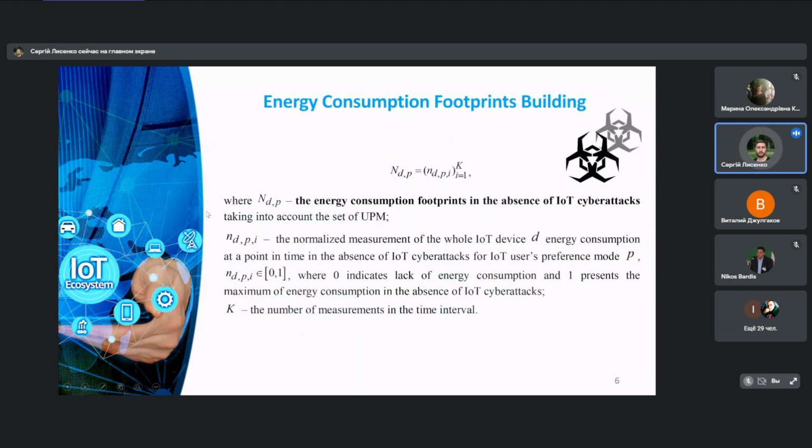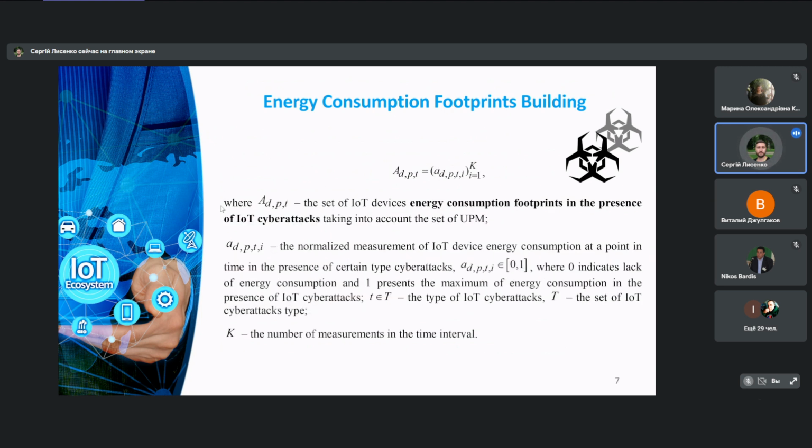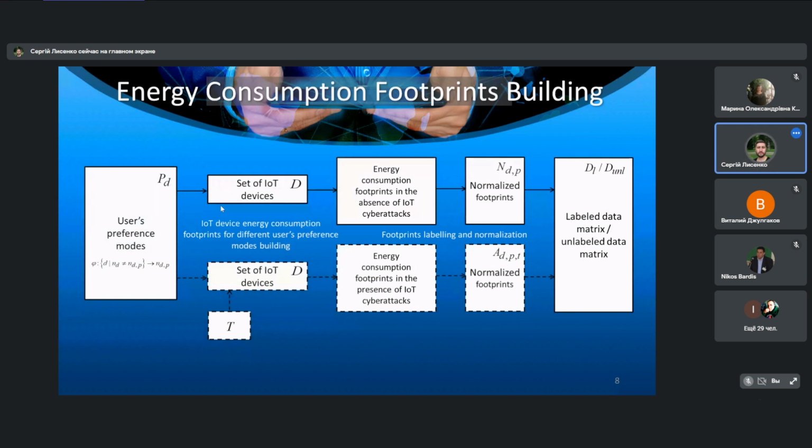And to construct footprints of the energy consumption, we use some measures, and we have to normalize them for the whole set of IoT devices at the point in time in the absence of IoT cyber attacks, as well as when we have such an attack. And we take into account a number of measurements in some time interval. Here you can see the procedure of energy consumption footprint construction. Of course, it's based on the user's preference modes.